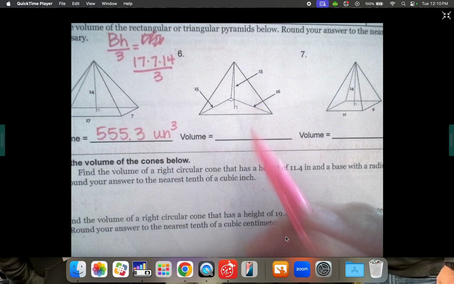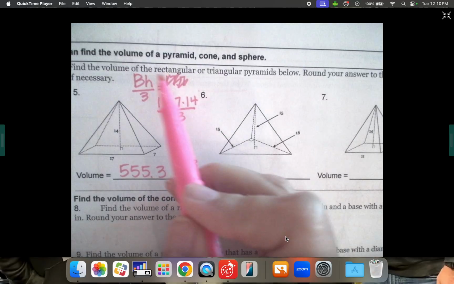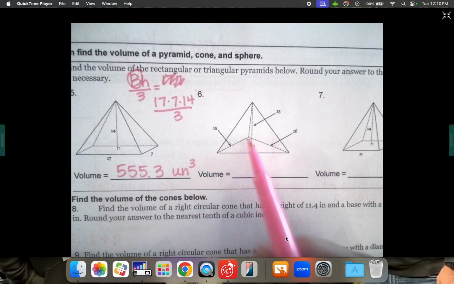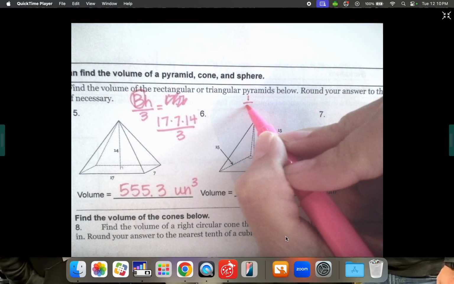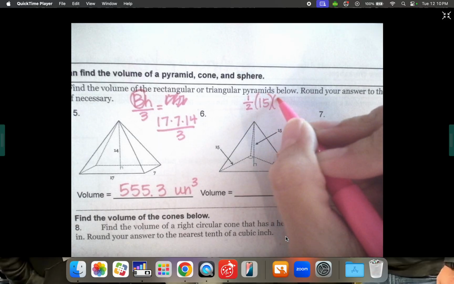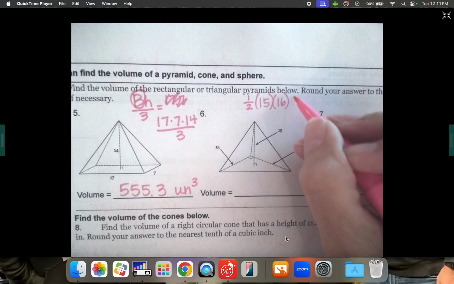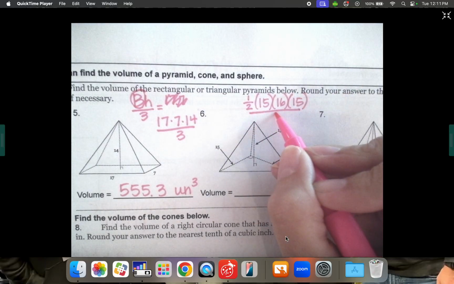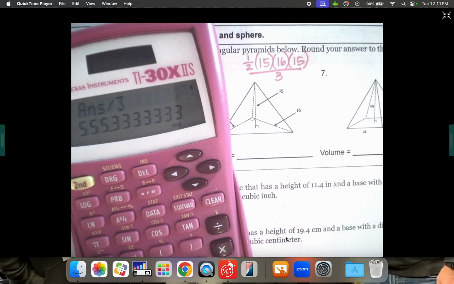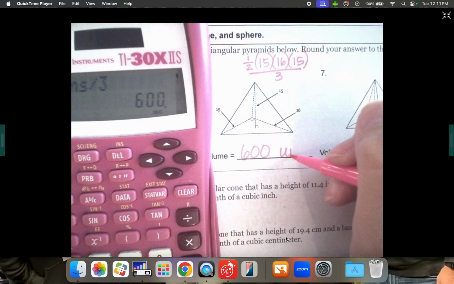All right, oh, this one is a little tricky. Remember, triangle bases are 1/2 base times height. So when we're calculating the B for a triangle base, you need to include half. So I'm going to do half of my 15 by 16, and then times the height, which in this case is 15 again, and then divide by 3. So in my calculator, I've got 0.5 times 15 times 16 times 15 equals divided by 3. And this one came out evenly at 600 units cubed.